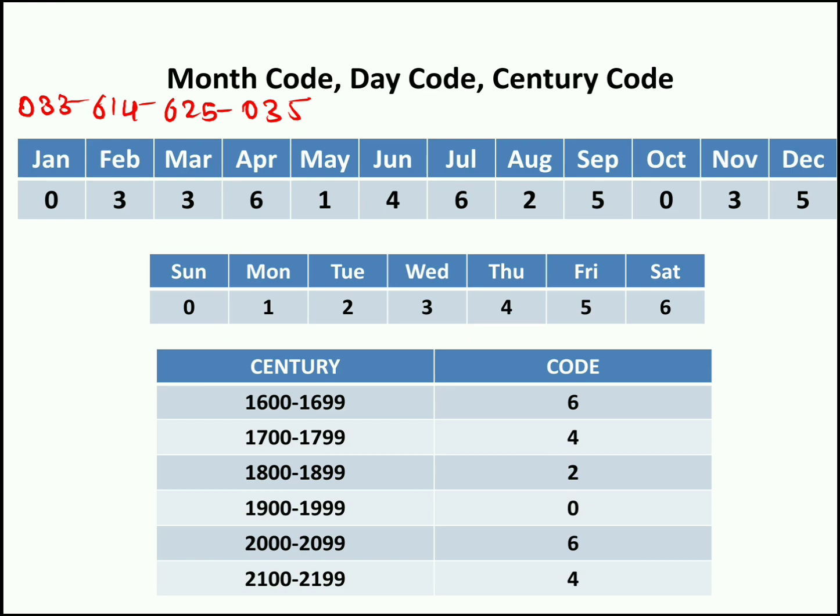And next one is day code. Day code is really simple. Starting from Sunday to Saturday, we have 7 days. You have to start Sunday with 0, which is 0, 1, 2, 3, 4, 5, 6.